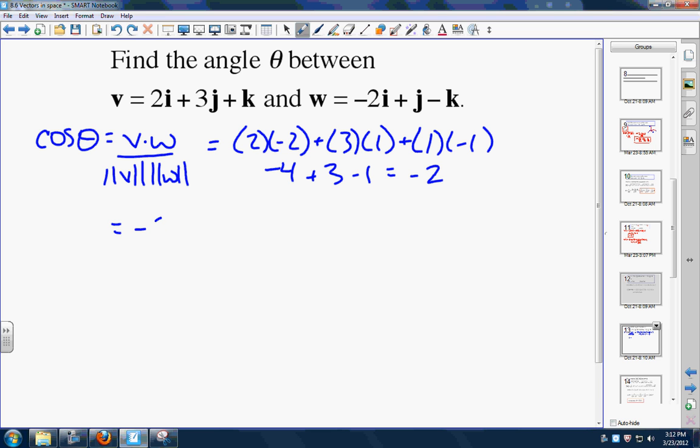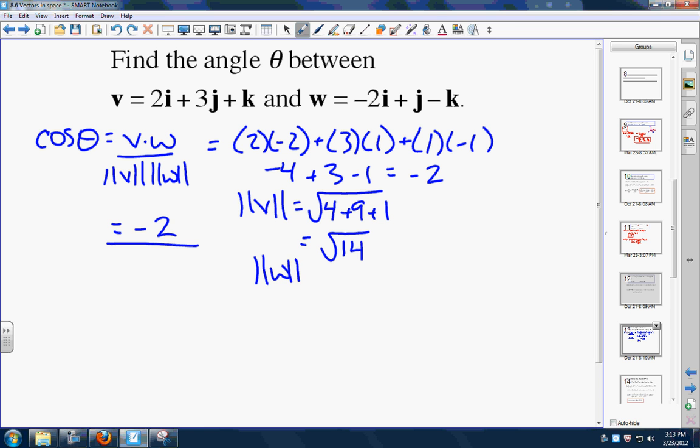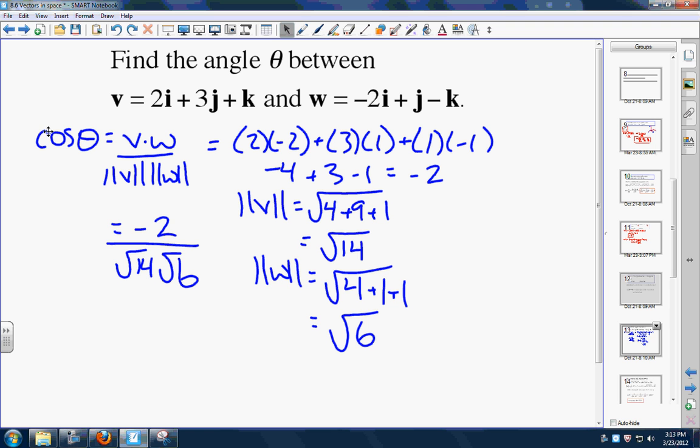Okay, so let's take the -2 there. Now I need their magnitudes on the bottom. So I'll find the magnitude of V. Square root of 14. Find the magnitude of W. Square root of 6. And we'll get our calculator and see what angle that gives us.